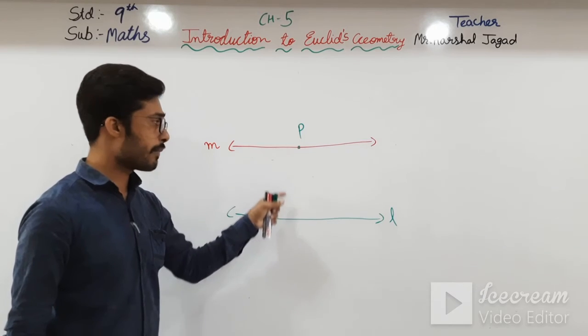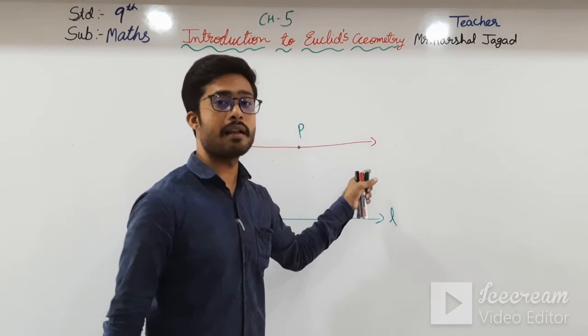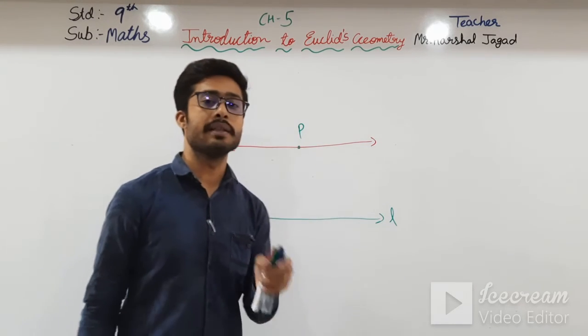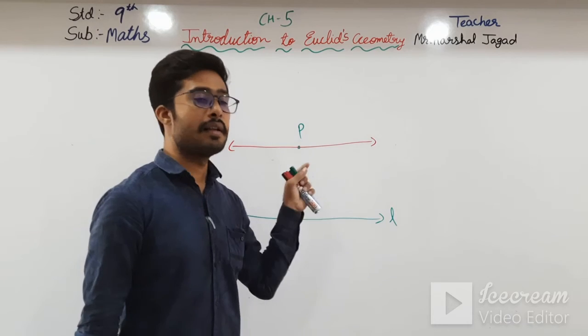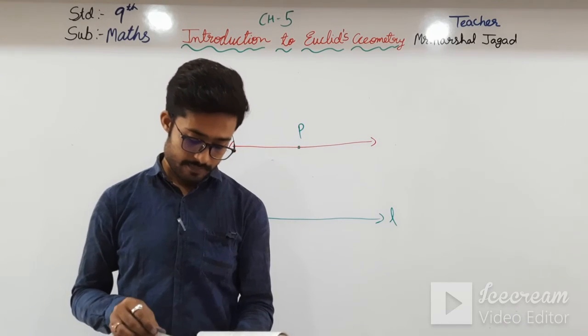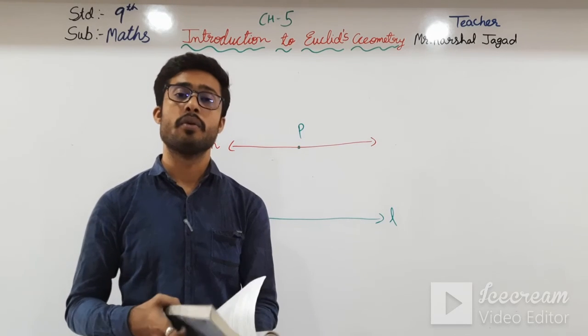Okay students, they are parallel. So if you measure from here, then there will be the same distance, or if you measure from here, it will be the same distance, equidistant lines, because they are parallel to each other. See here, moving further, but further the chapter is over.